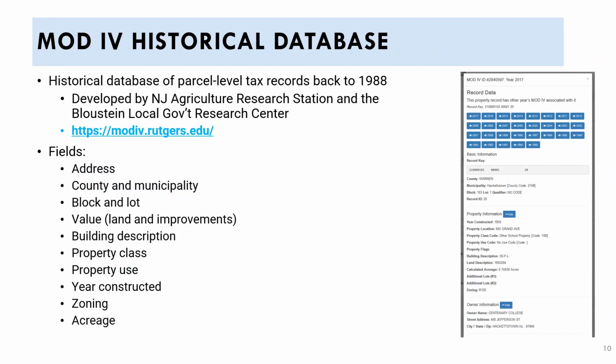This next resource was developed by Rutgers University's New Jersey Agricultural Research Station and the Blaustein Local Government Research Center with funding from the Department of Community Affairs. This offers a historical database of parcel level tax records back to 1988. This is a useful resource if you're interested in looking at the history of a property, how it has been used in the past. You can also find detailed information, block and lot, value, building description, property class, property use, and year constructed for each of these years back to 1988. A good resource for getting a property history on a particular parcel.